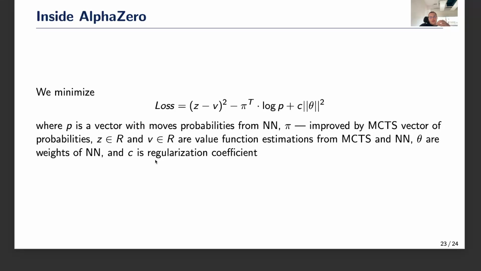So the loss has three terms. The first part is the value loss, then the policy loss, and finally the regularization to prevent overfitting of the model. So this loss trains the network to play better and evaluate positions better simultaneously. And all of this is learned from scratch without any human games or domain-specific features.